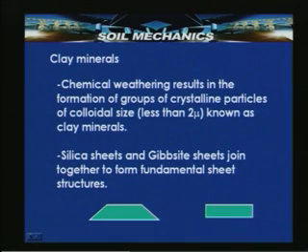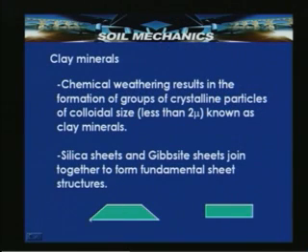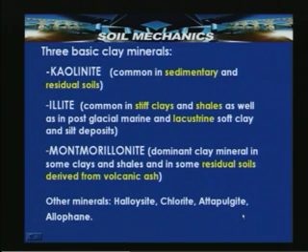In the previous slides we have seen how the silicate sheets and gibbsite sheets can be evolved, and these silicate sheets and gibbsite sheets join together to form fundamental sheet structures, and they form different types of clay minerals. So, this is basically a silicate sheet and this is a gibbsite sheet or an alumina sheet. The three basic clay minerals are kaolinite, illite and montmorillonite.